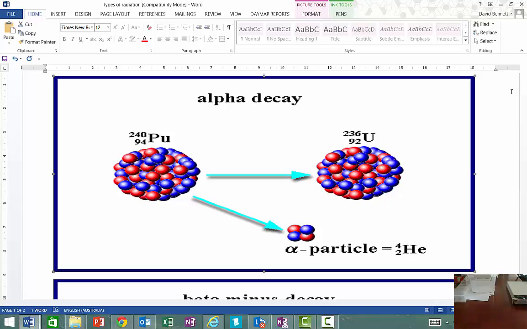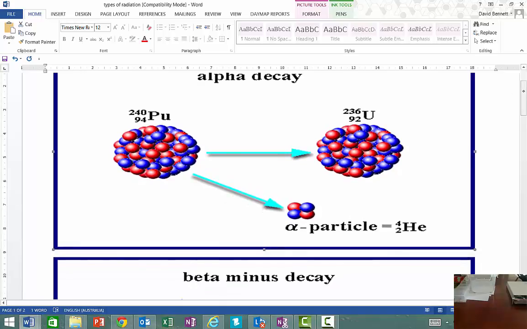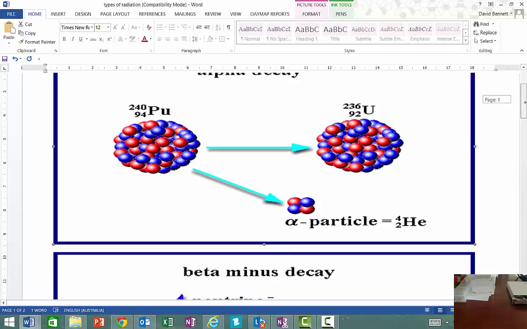Alright, so if we were looking at doing a general reaction, I can show you that in class, and I will do that in class. Alright, so that's an alpha decay. So the main thing there is we're producing an alpha particle.